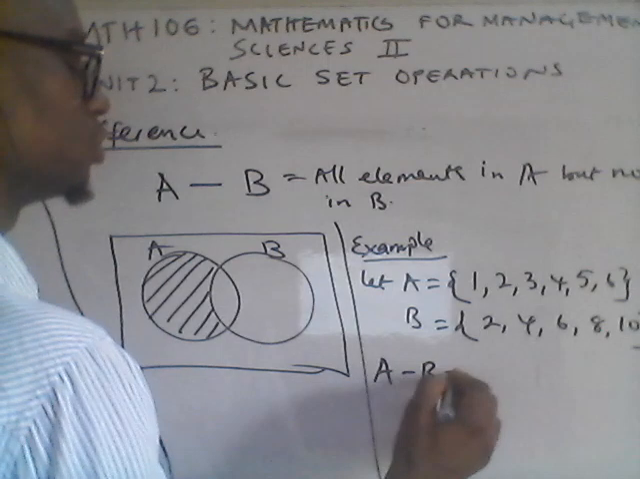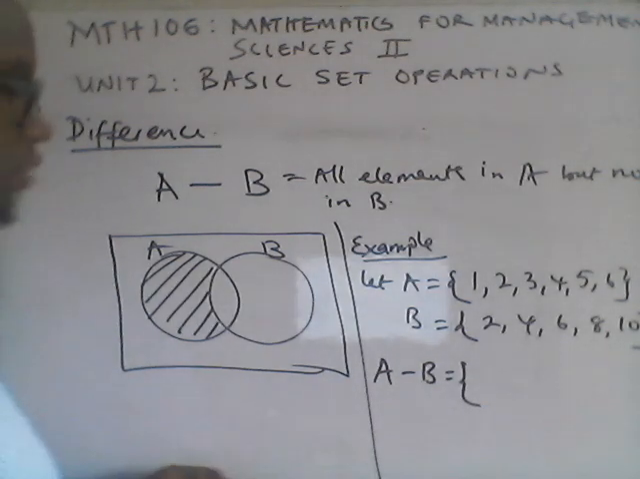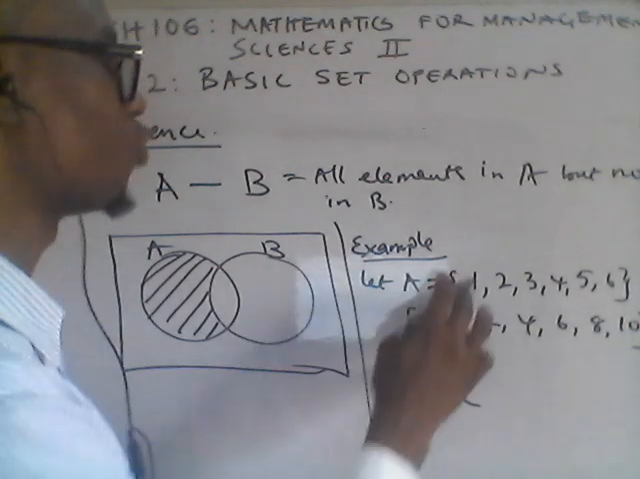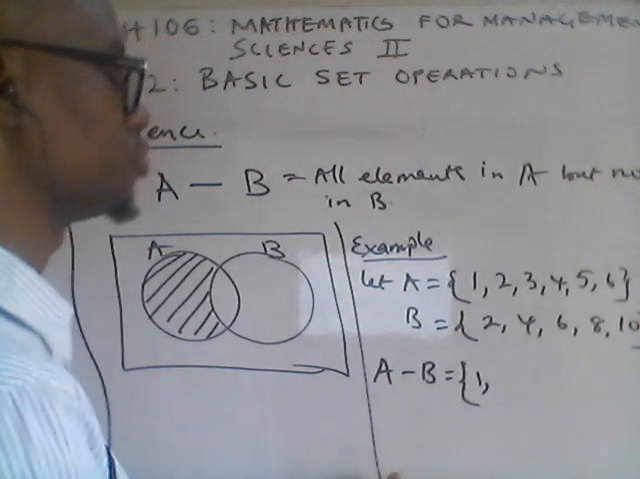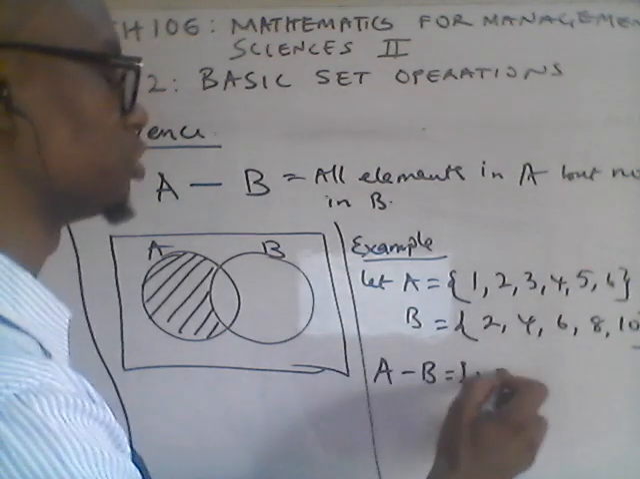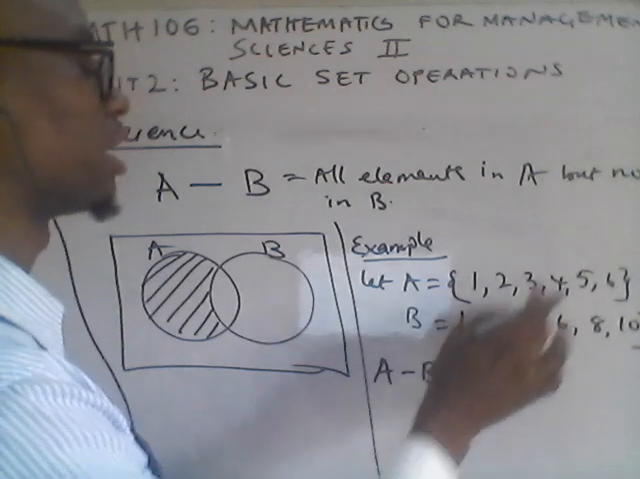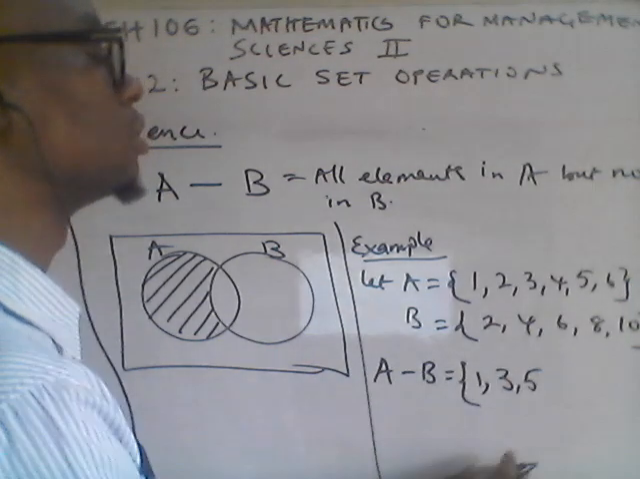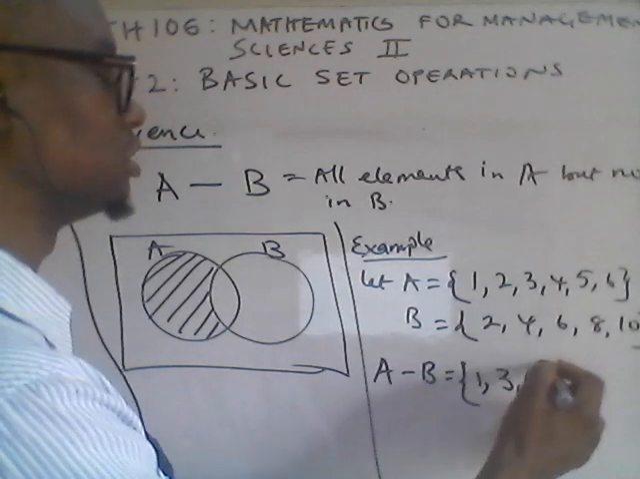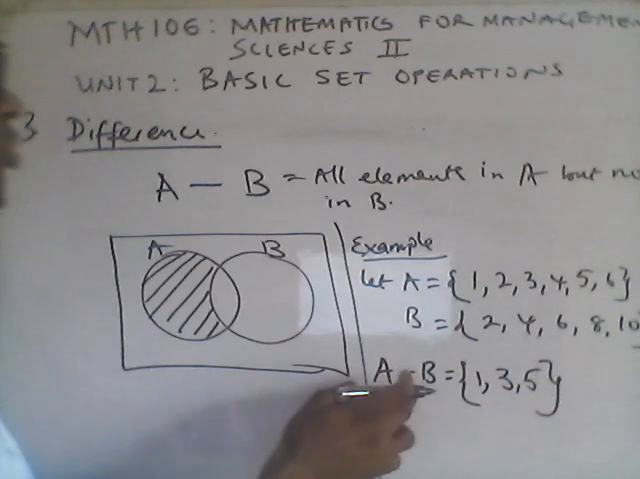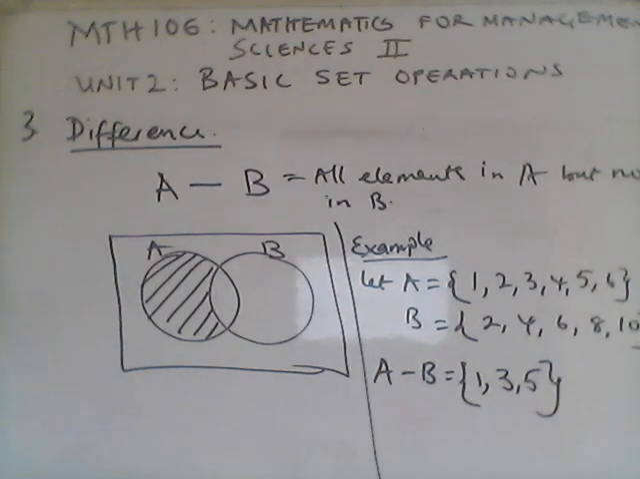So A difference B will now be, look at it this way: what is here that is not here? That is the definition of difference. I have 1 here and 1 is not here, so I put it in a new set. 2, I cannot put 2. I have 3 here, I don't have 3 here, so I put it in a new set. I have 4 here and I have 4 here, I cannot include it. I have 5 here, but I don't have 5 here, so I'll put 5. 6 is there and 10 is there. So the difference is just this. This is the new set that comes from the difference operation. I hope that is clear.